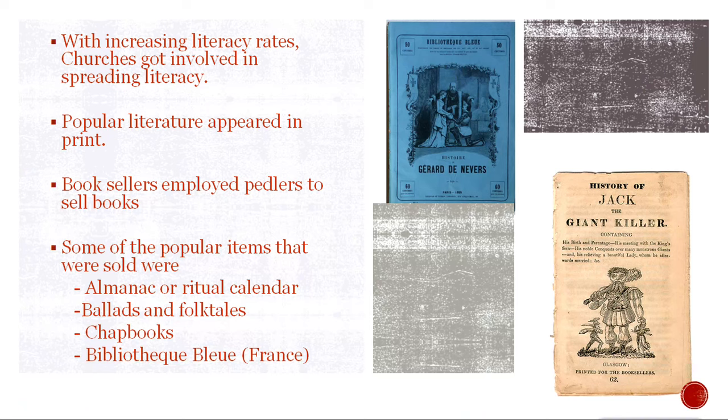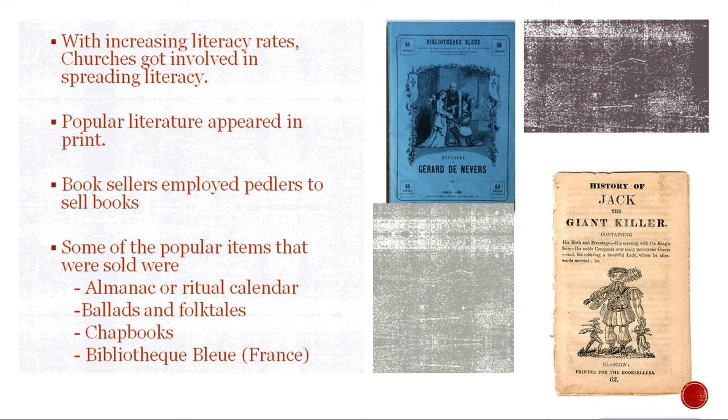These peddlers would carry in their basket different types of books, and you can see it on the screen. There are three or four books that I've mentioned. One is almanac or a ritual calendar. The other is ballad and folk tales, one is chapbook and one is bibliothèque bleue. I'll give an introduction, a line or two, about each one of them.